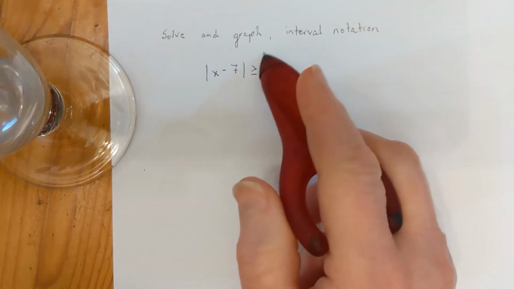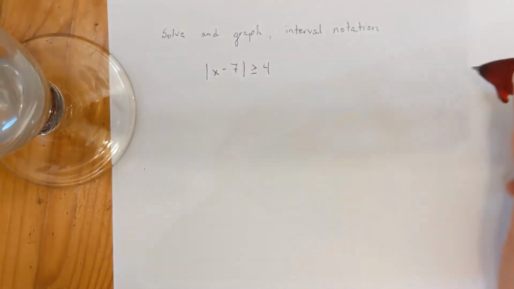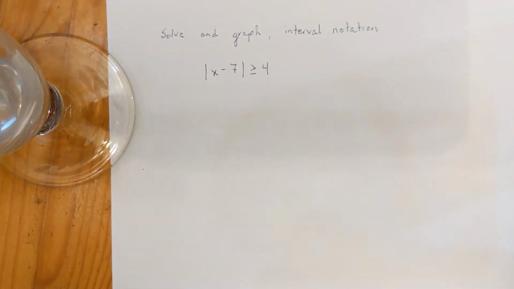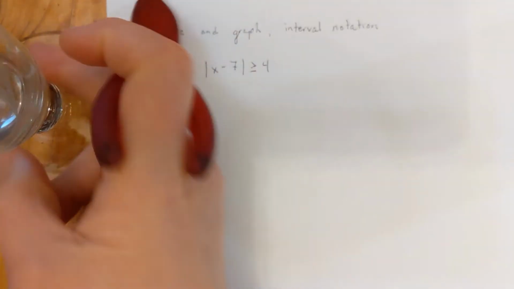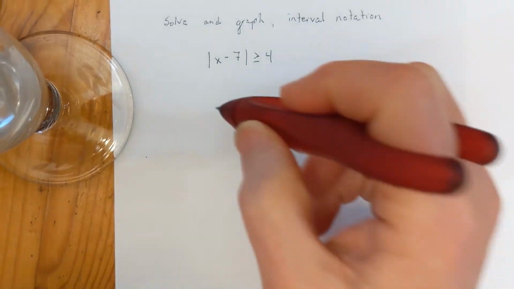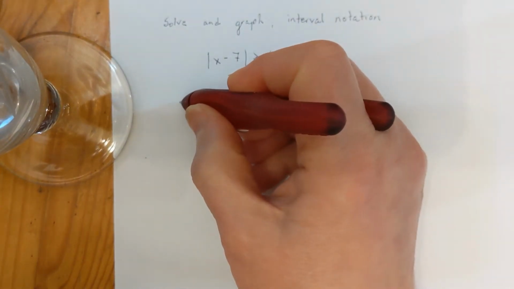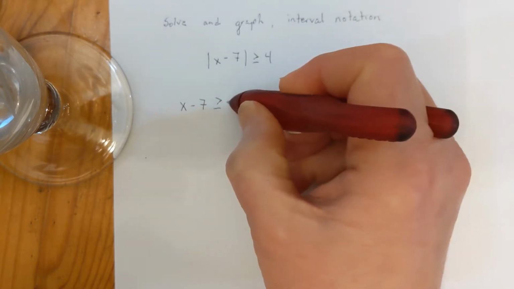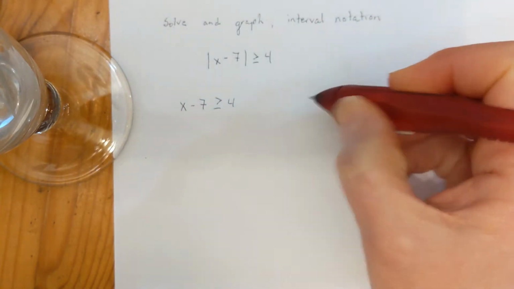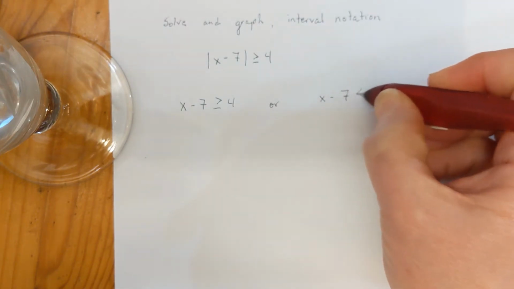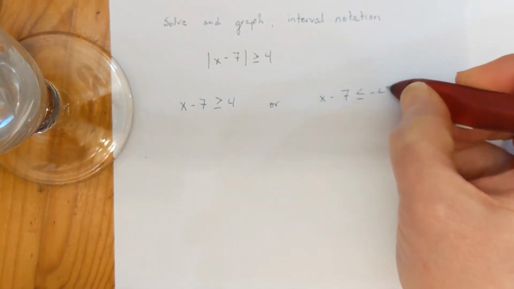Because the absolute value is greater than this number, I know it's divergent, meaning I'm going to have two answer sets. But even if you don't know that, you can take it at this point and make two inequality problems. I'm going to have x minus 7 is greater than or equal to 4, or x minus 7 is less than or equal to negative 4.